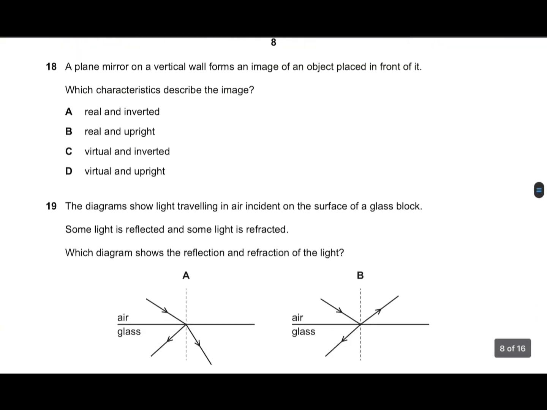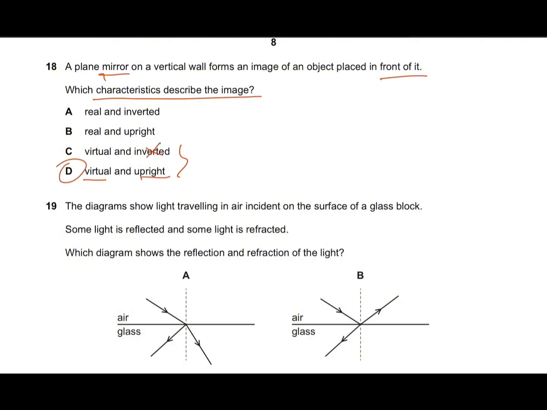Question number 18. A plane mirror on a vertical wall forms an image of an object placed in front of it. So which characteristics describe the image? Now, this image that we have is definitely going to be an upright one. Okay, and it's not real, so it's virtual and upright. Any kind of image that is formed in the mirror is always virtual.